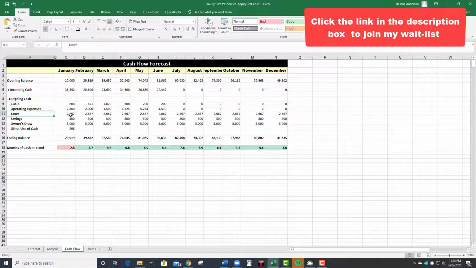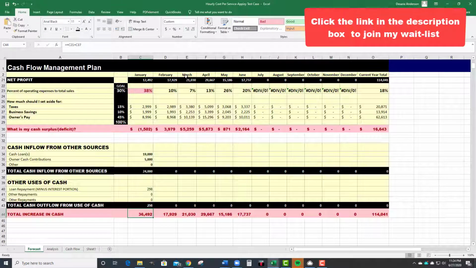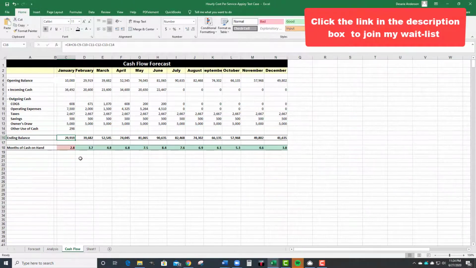Taxes is what you took out, or rather what you saved for your estimated taxes. Your savings is how much you saved that month. Owner's draw is how much you paid yourself. And your other use of cash is whatever you paid other than expenses. In this case, you paid on the principal of your loan. So your ending balance, your ending cash balance after all of this is $29,919.